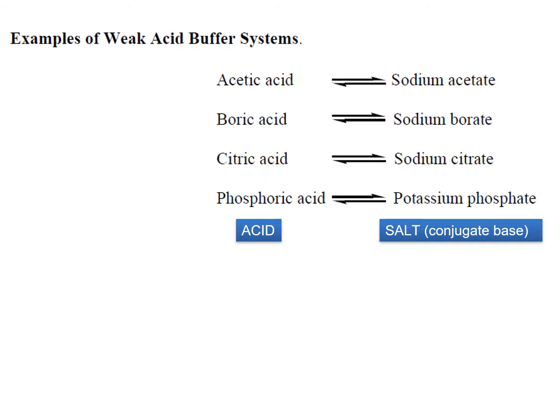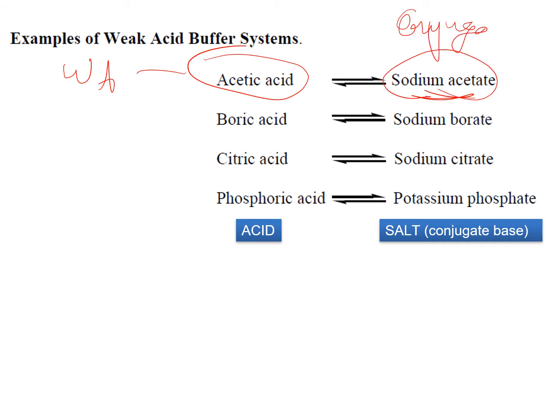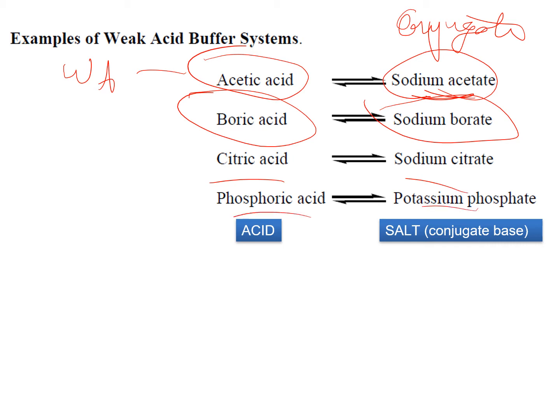So we have examples here like acetic acid and sodium acetate. So that is the weak acid, and that is the salt, which is called conjugate base, and so on. Boric acid, weak acid, and that is the salt or the conjugate base. Citric acid, sodium citrate, phosphoric acid, potassium phosphate or sodium phosphate. So those are examples of weak acid and its conjugate base.